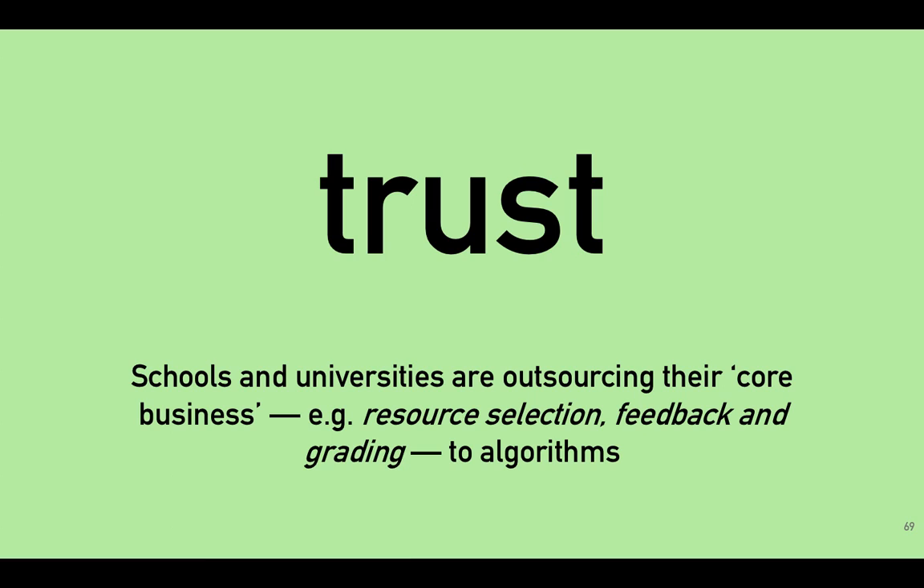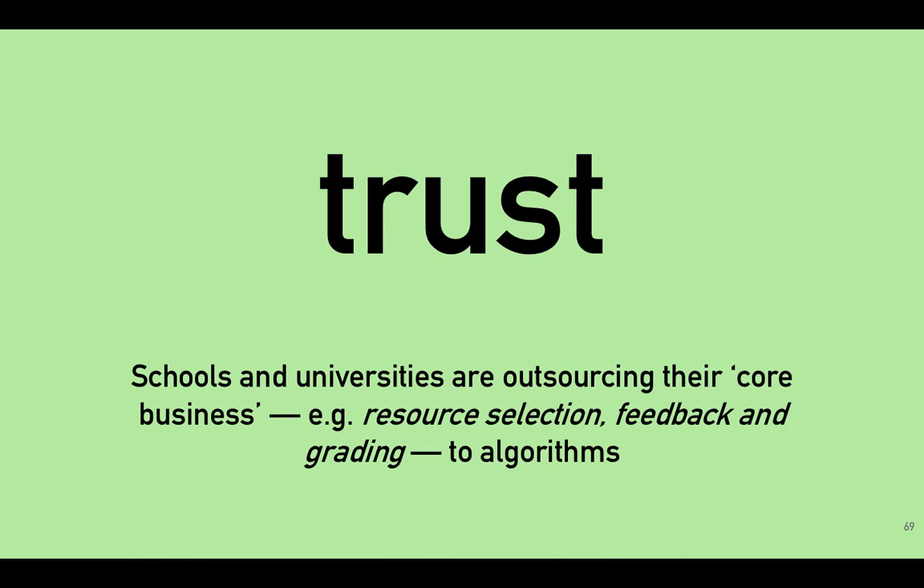We're getting close to the end now, but we need to talk about trust. We already had a session this morning on data and ethics. A skeptical way of looking at what's going on is that we, universities and schools, are outsourcing our core business, right? Selecting the right resources, giving people the right tasks, giving them good feedback, and grading. And we'll give that to an algorithm. How can we trust this?